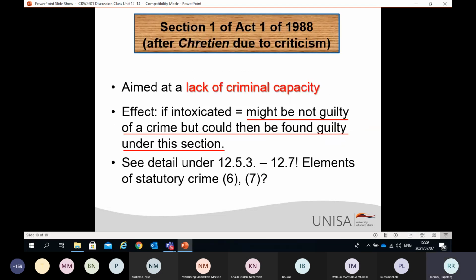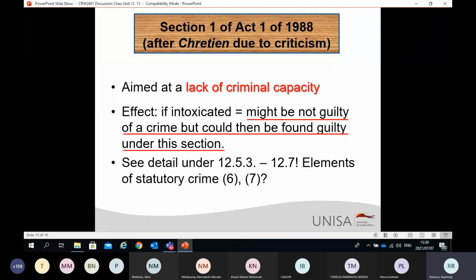Now, naturally, the state at that time was not happy with the finding in Chretien, and the legislature decided to pass a piece of legislation called Section 1 of Act 1 of 1988. It passed that piece of legislation in 1988, and in passing that legislation, the legislature had to make a determination as to which element of liability they would focus on, in order to reverse the impact of Chretien.